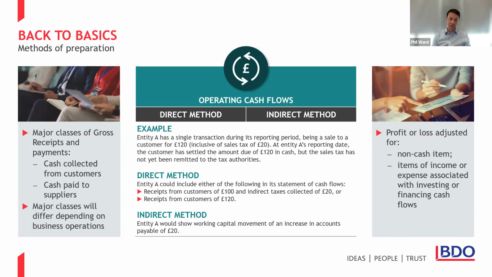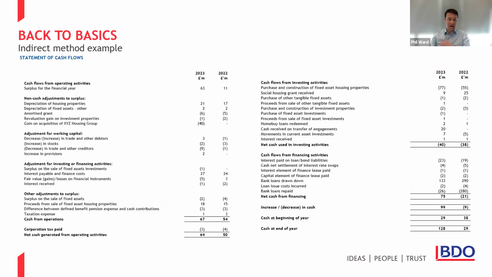The vast majority of organizations use the indirect method. That involves starting from a surplus or deficit measure and then adjusting for non-cash items and items that sit separately within investing or financing cash flows. There's an example there that you may want to consider in your own time once we circulate the slide pack. As I said, the indirect method is what we tend to see in practice. So this slide shows you an example cash flow statement.